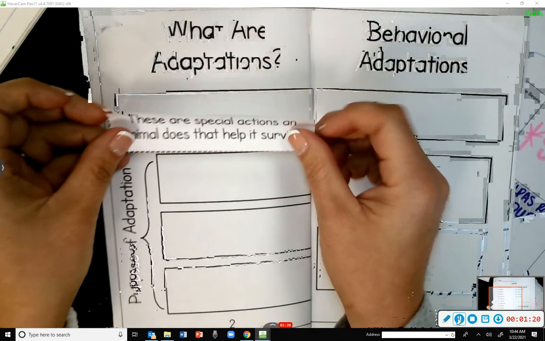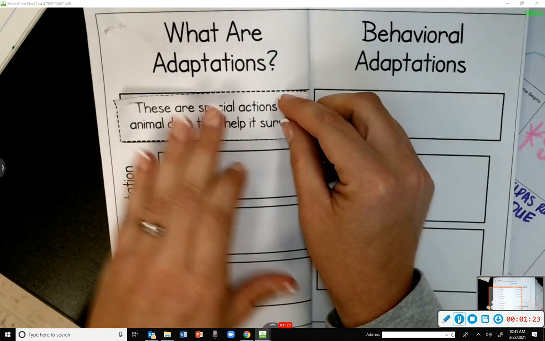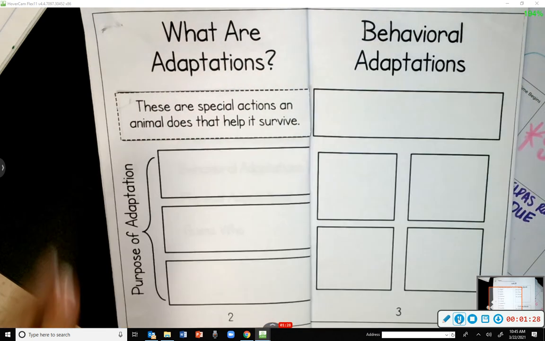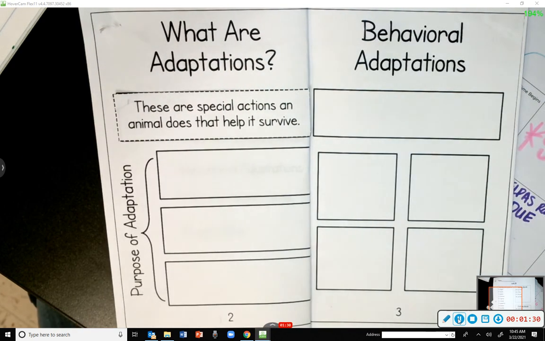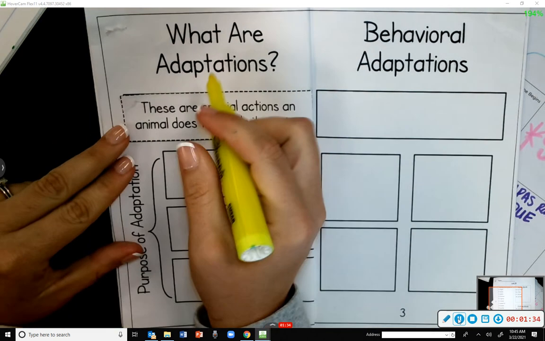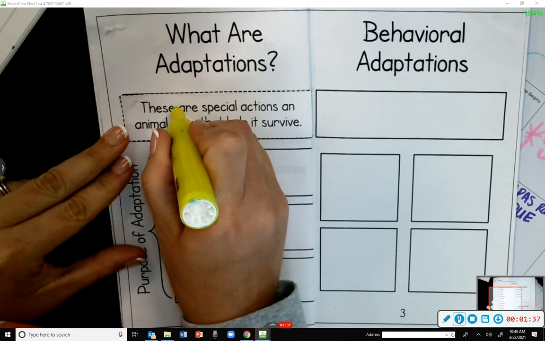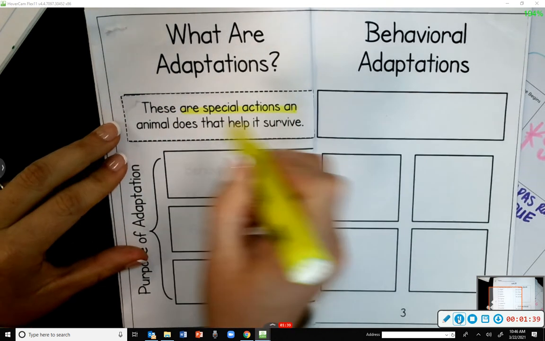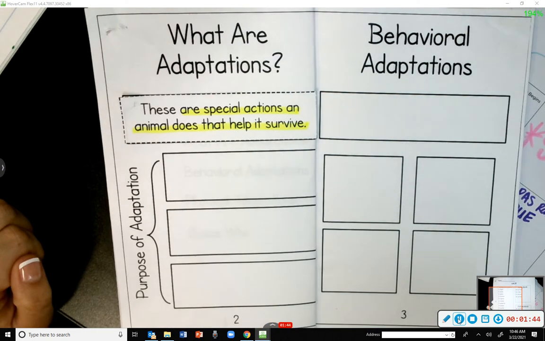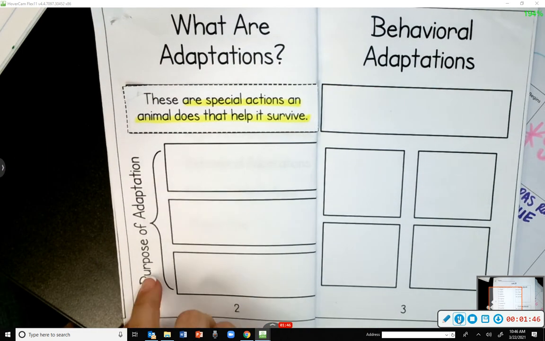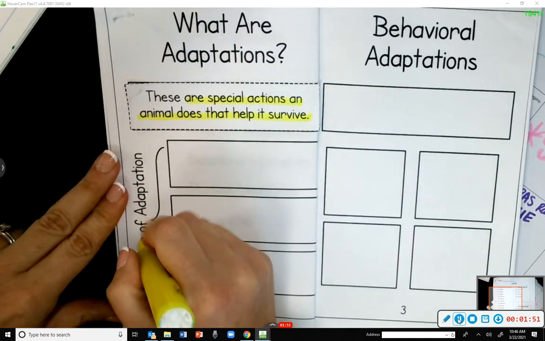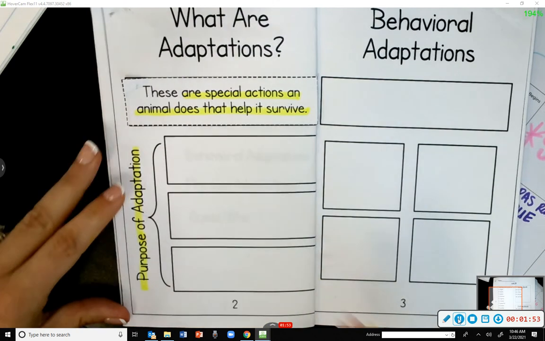Okay, so we're gluing this in the very top where it says, what are adaptations? Now, those of you at home, I want you to write whatever I highlight, okay? Because you guys aren't cutting and gluing. So, adaptations are special actions an animal does that help it survive, okay? So, the purpose of adaptation, that's what we need to write next.